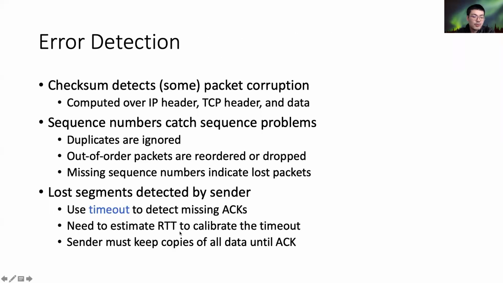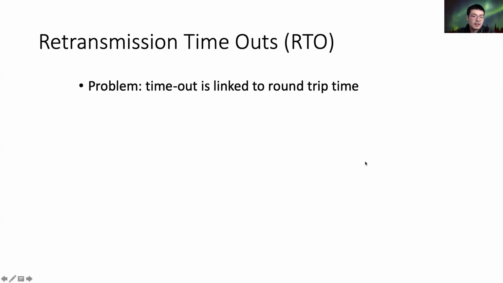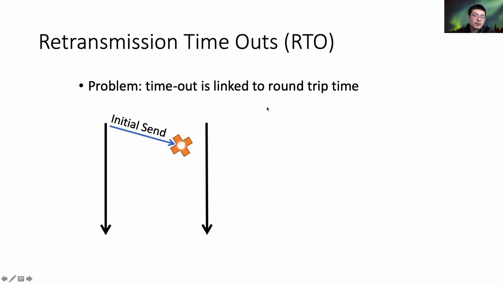And the RTT is the round trip time. The timeout should be longer than the RTT, just to safely determine whether the packet is really lost or just not yet arrived. So the problem is that the timeout is linked to the round trip time. For example, if you initially send a packet and it's lost, you wait for the timeout RTO, and then we retry, which means we retransmit the same packet, and then we wait for the timeout.